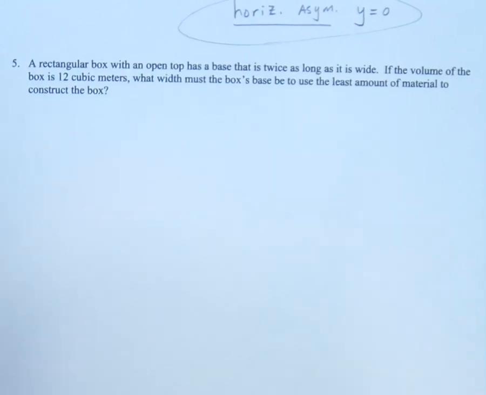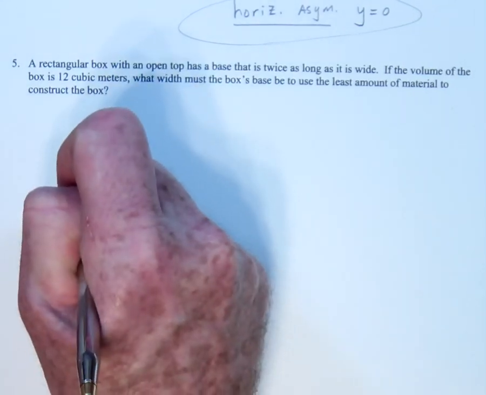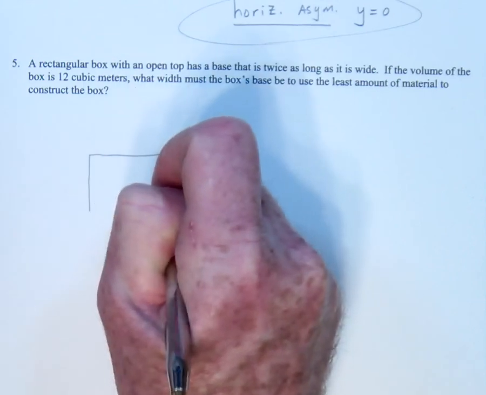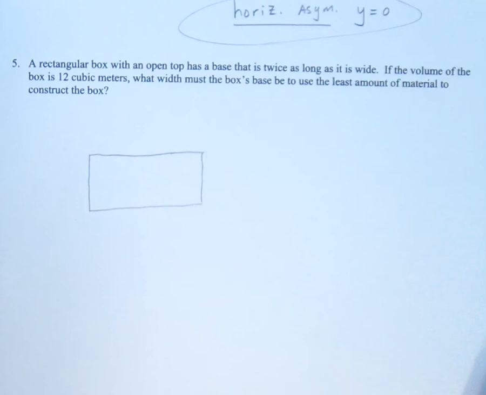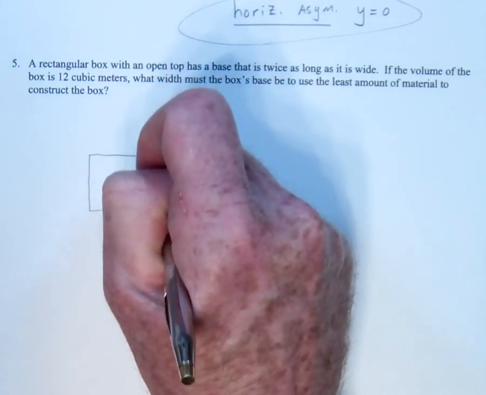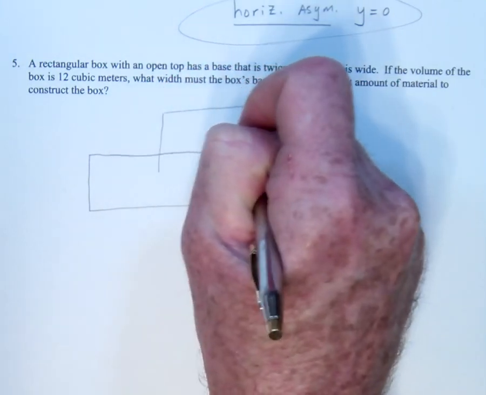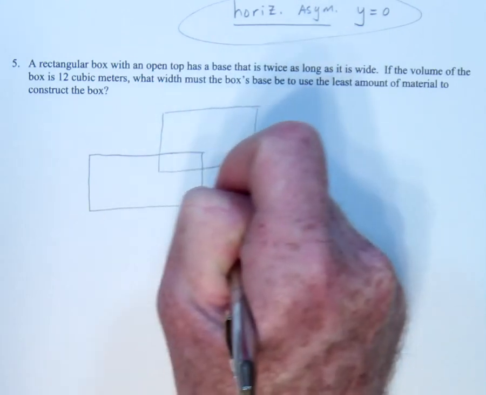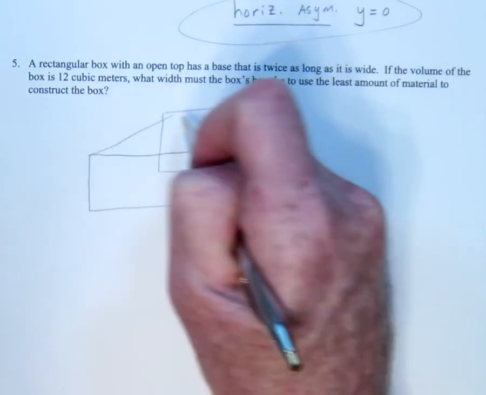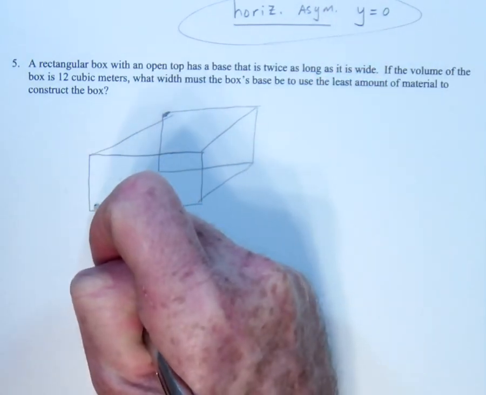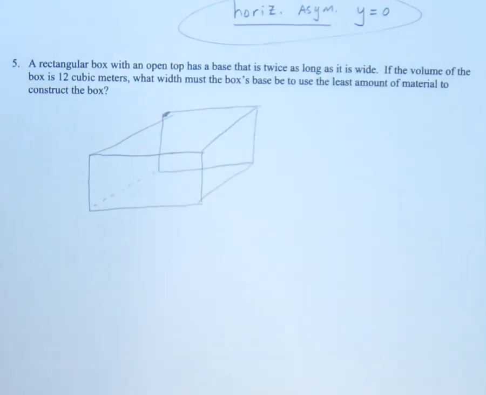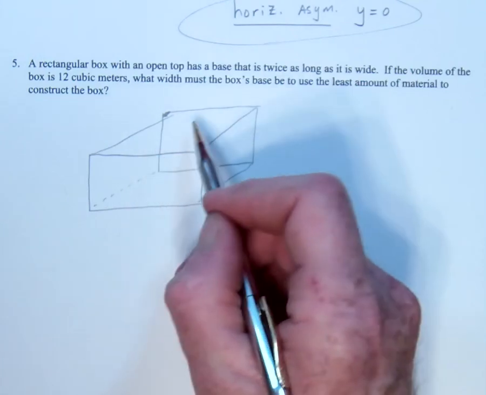Number 5, there's a rectangular box. Now you get to see my fancy 3D drawing. There's the face of the box. There's the back of the box. The top, whoops, the top, the side, and then check this out. I put a dotted line for 3D perspective. It's an open box, so it has no top.